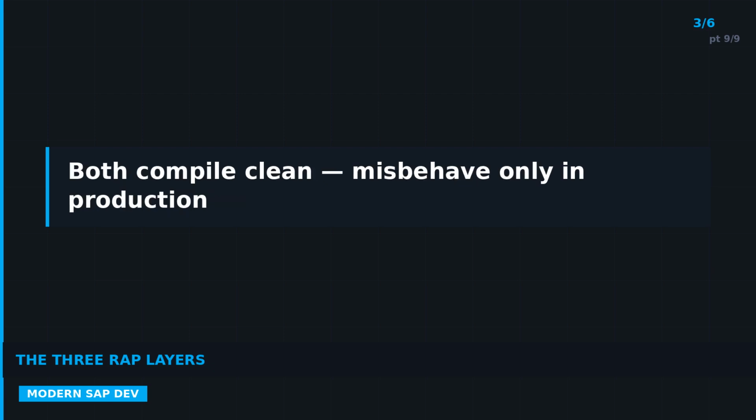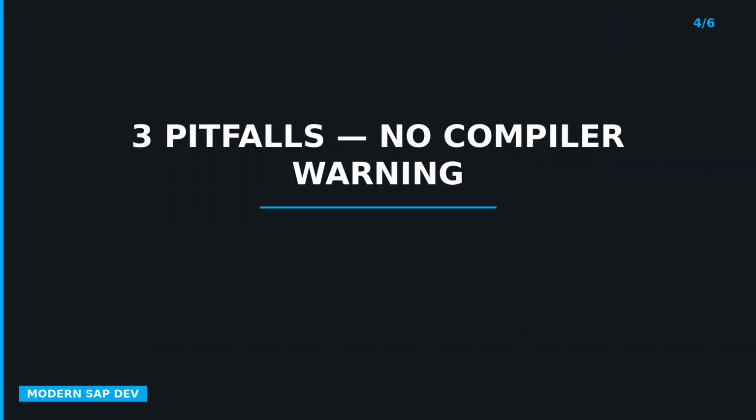Now the part that separates the developer who uses RAP in production from the one who uses it only in a sandbox. 3 things break without compiler warnings. Pitfall 1. CDS views missing @AccessControl, the authorization check. If you don't explicitly set this annotation, the default varies by system. And in some S/4HANA releases, the default leaves the view unprotected. A missing access control authorization check on a view reading FI data is a compliance problem. Always declare it explicitly.